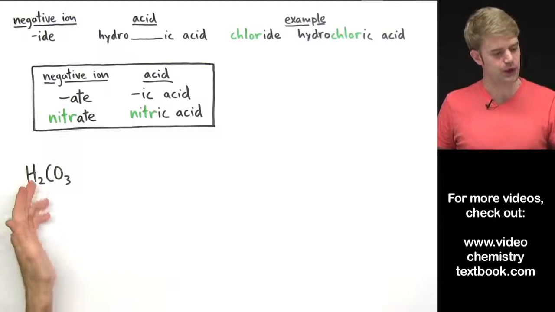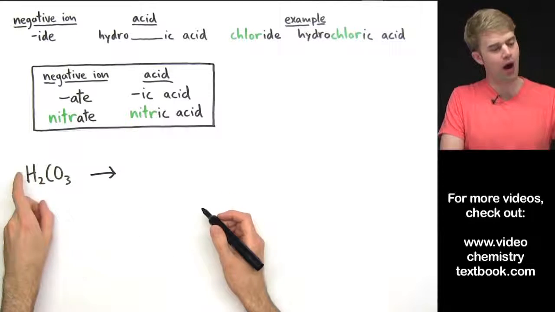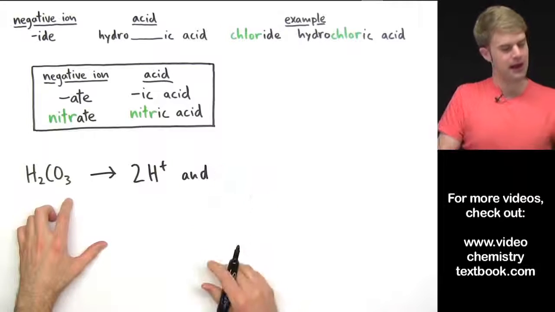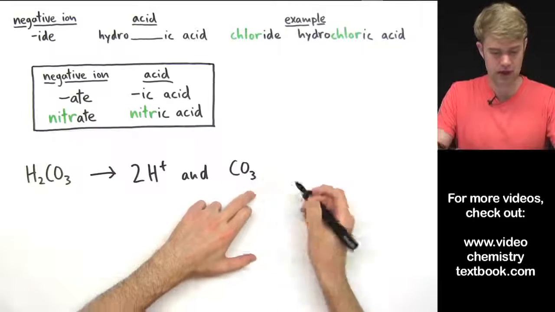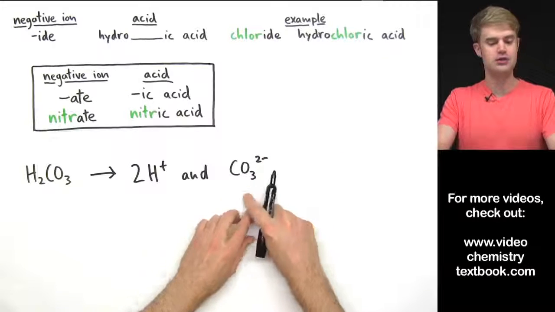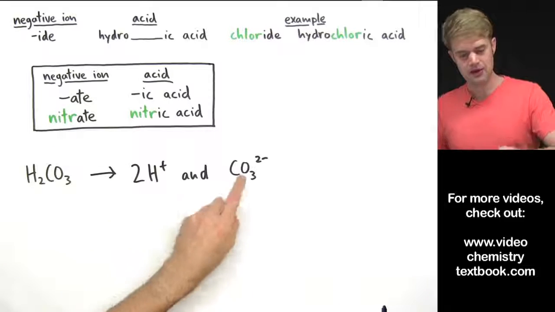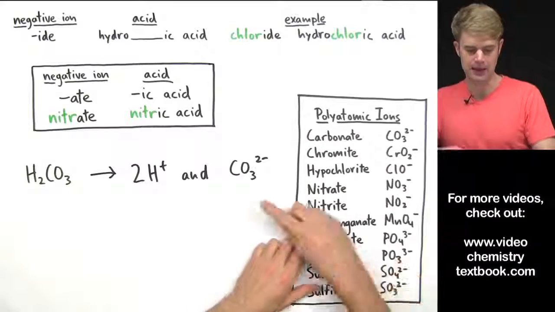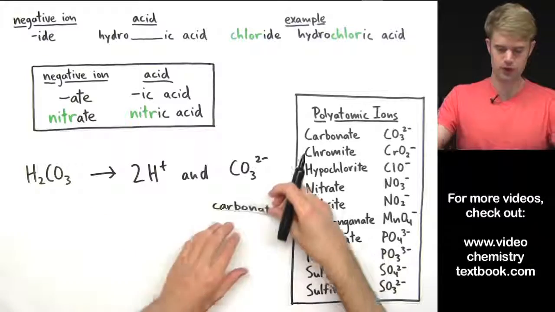Let's do another example. Here we have H2CO3. We're going to break this into the ions that make it up. Now there are two hydrogens here, so we're going to do 2 H plus. That's one part of it. And then the other part of it is everything else. So it's going to be CO3, and the charge on this is going to be 2 minus. It's got to be 2 minus to balance out the 2 plus charge that we get from the two hydrogens. Okay? This is our negative ion, so we want to name it. It's a polyatomic ion, and CO3 2 minus is carbonate. I got that right here, so I don't have to write it in.